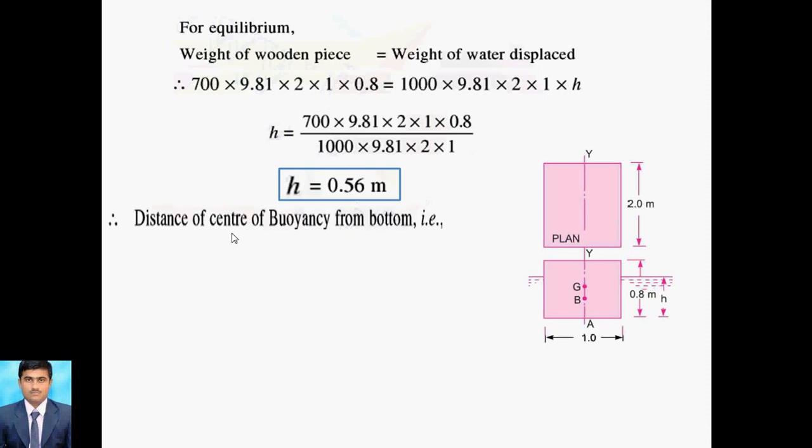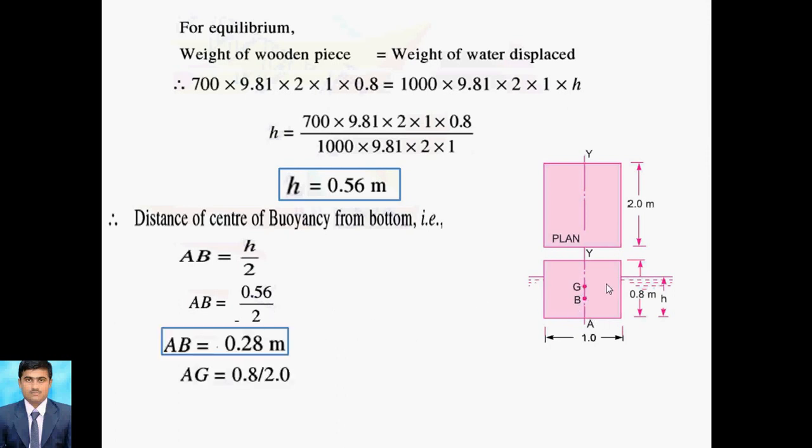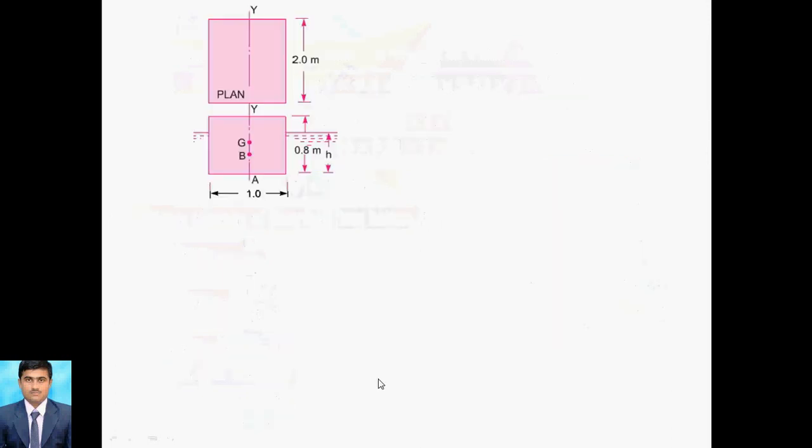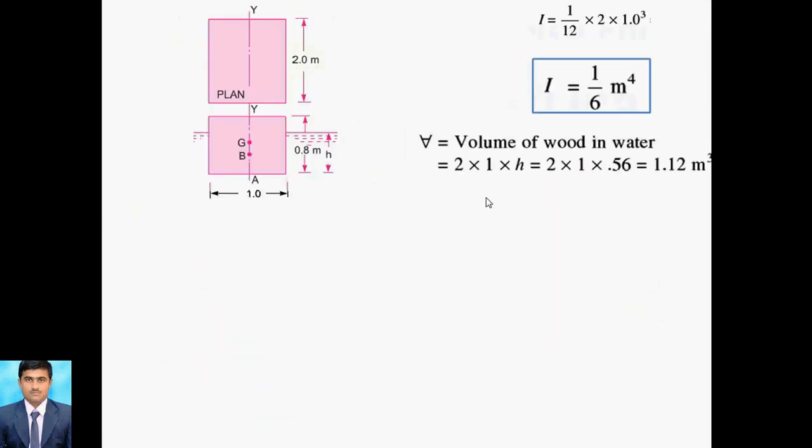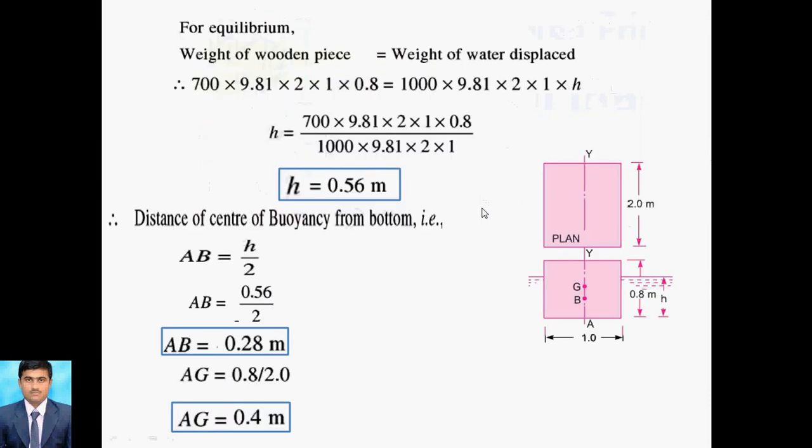Now we take the distance of the center of buoyancy from the bottom. The distance of the center of buoyancy is called AB. So AB is equal to h by 2, already discussed. h is 0.56 divided by 2, and this is AB. Next AG. AG is the total distance 0.8, so for that we take it divided by 2. If we get AB and AG, we get the value of BG.